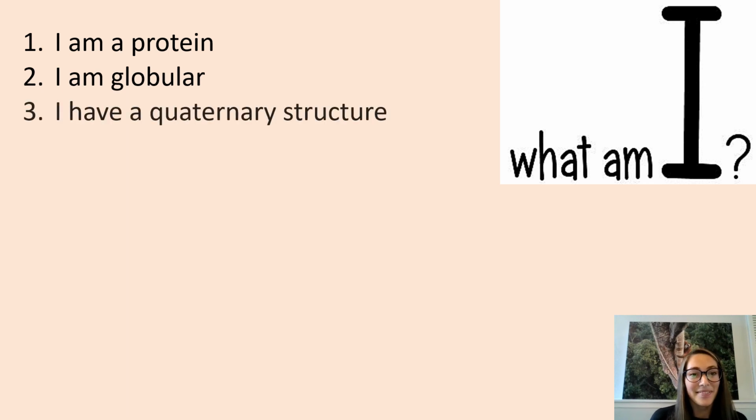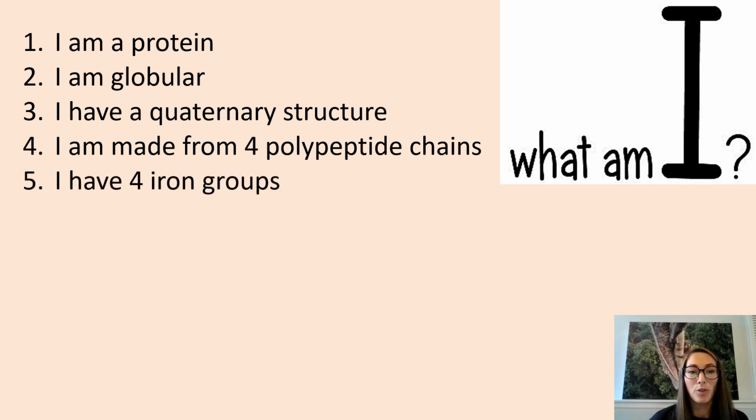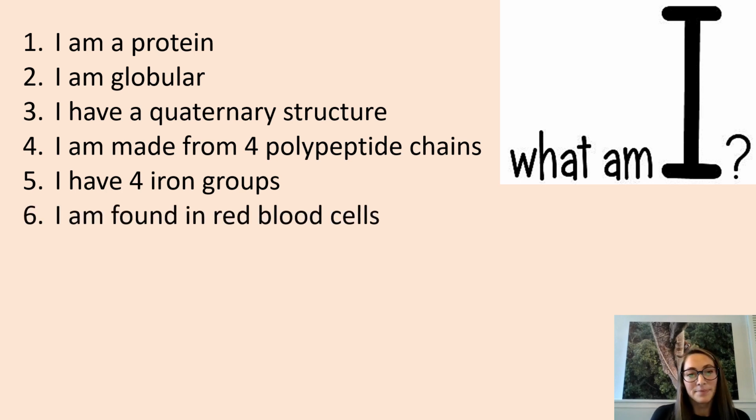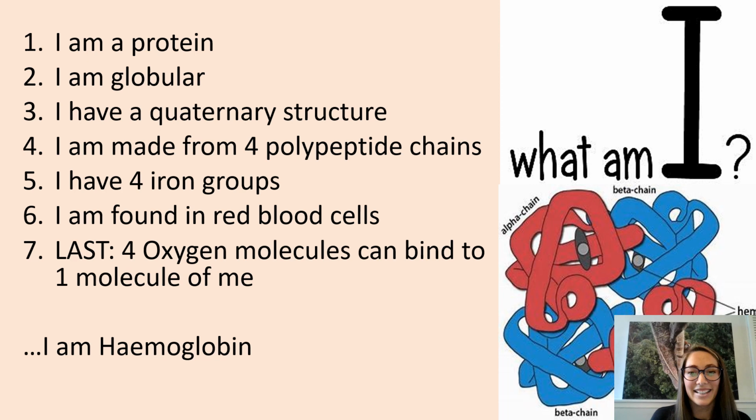Okay, so what am I? I'm a protein. I am globular. I have a quaternary structure. I'm made from 4 polypeptide chains. I have 4 iron groups. I'm found in red blood cells. And my last one, 4 oxygen molecules combined to 1 molecule of me. So you might have guessed I am hemoglobin. And there's the structure in case you forgot.